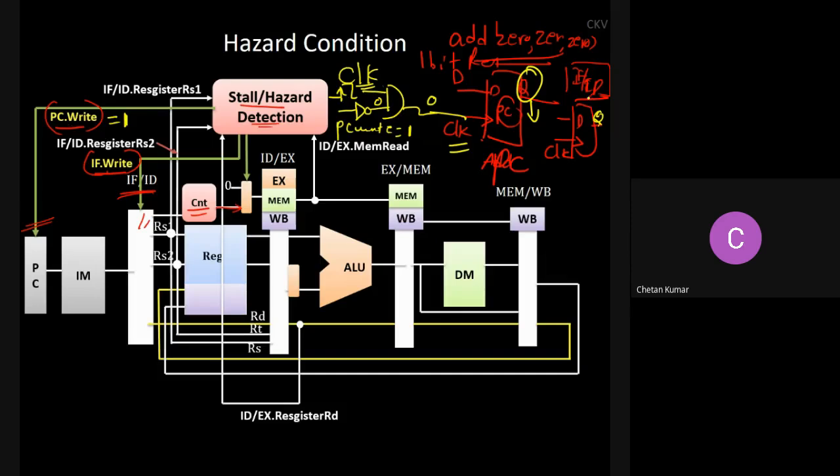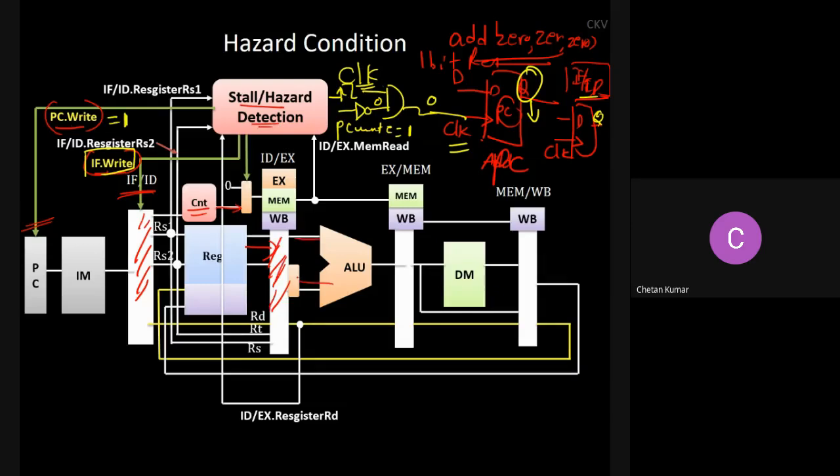The same is with the IF/ID pipeline register. So the main purpose of this IF dot write and PC dot write is to make sure that the instruction will remain there only. Okay, whenever you want to stop. But some data corresponding to this value will move to the next pipeline register when you go to the next clock cycle. So some data will start moving here.